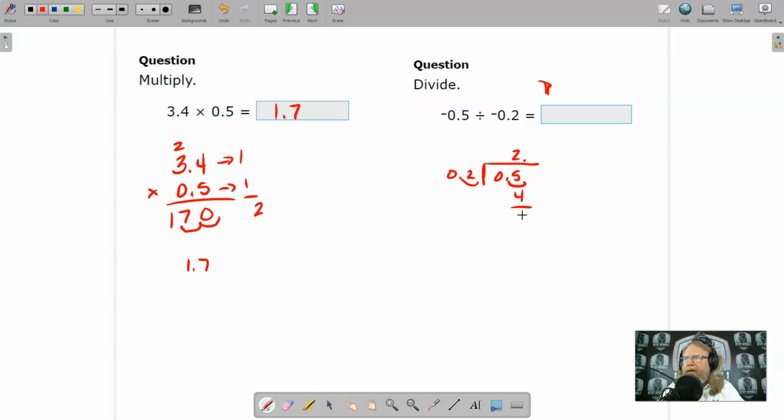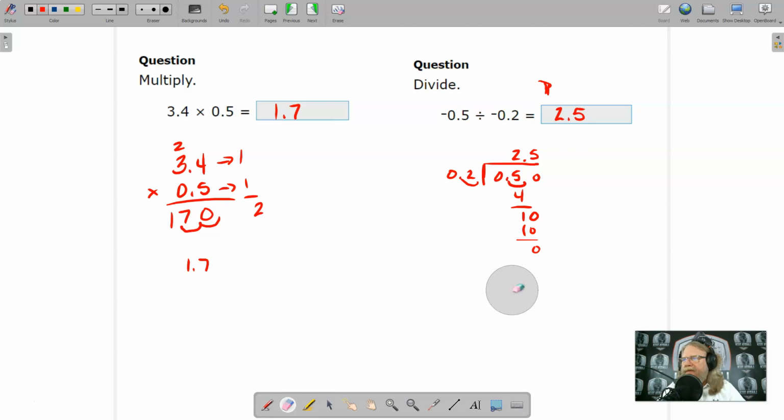That's 4, 1, and bring down a 0. And 2 goes into 10 5 times. And that would give us 5 times 2 is 10. And 0, we could do it that way and get 2.5.